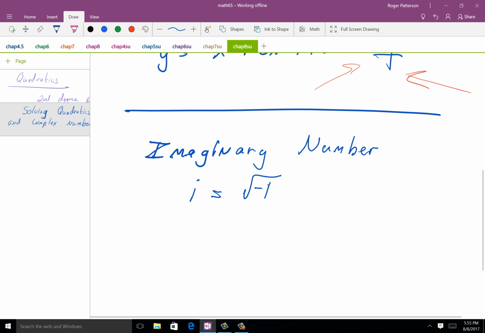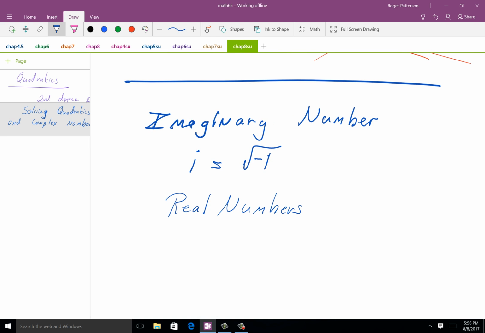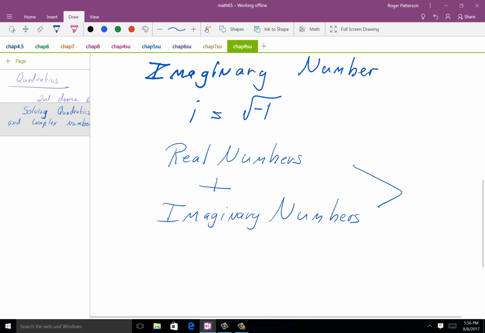So if I take all the real numbers that you learned in Math 60, every number in the number system: fractions, decimals, pi, decimals that go on forever, decimals that repeat, decimals that stop, all those things come together and make the real numbers. Then if we union those with the imaginary numbers, I'm just going to write a plus to put them together, all together in one great big pot, that gives us the complex numbers.